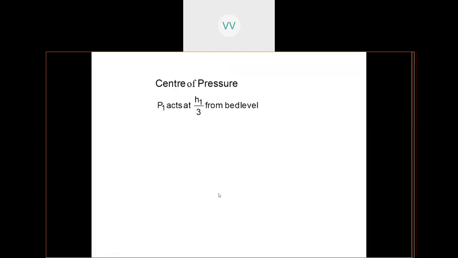So now the center of pressure. For the triangular portion of this pressure diagram, it is evident that the center of pressure is going to be located by considering all the three pressures. So now P1 acts at H1 by 3 from the bottom of the gate, and P2 acts at H2 by 3 from the bed level.